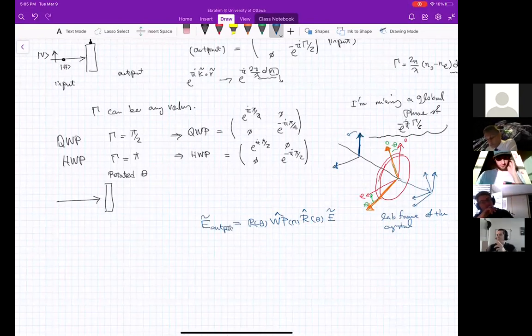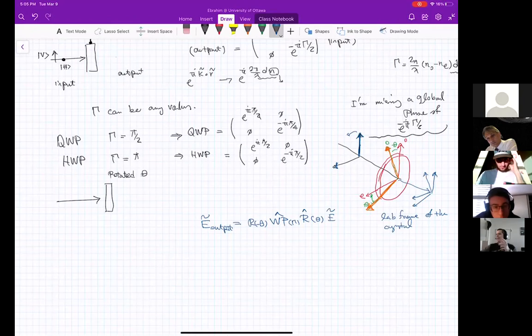I know it probably doesn't matter, but in your diagram you might have rotated your electric field in the wrong direction. It doesn't matter, honestly. It's up to you because the action of rotation is a different way. So what is important is that the sequence is like that. Okay.